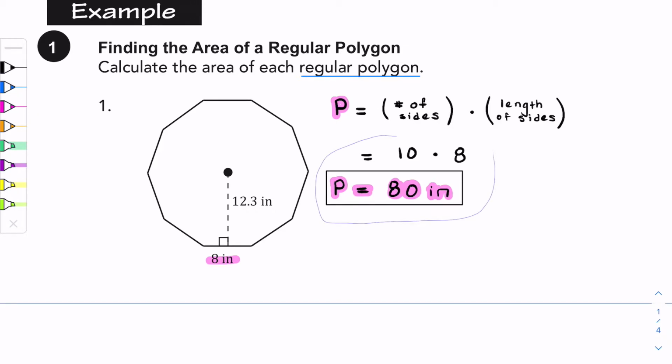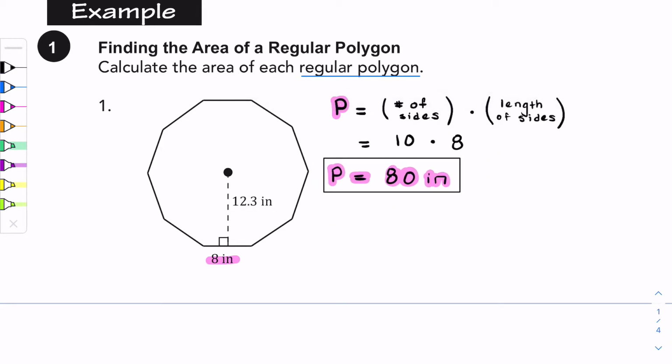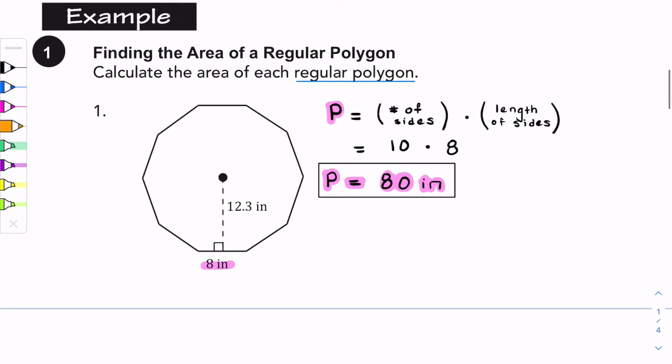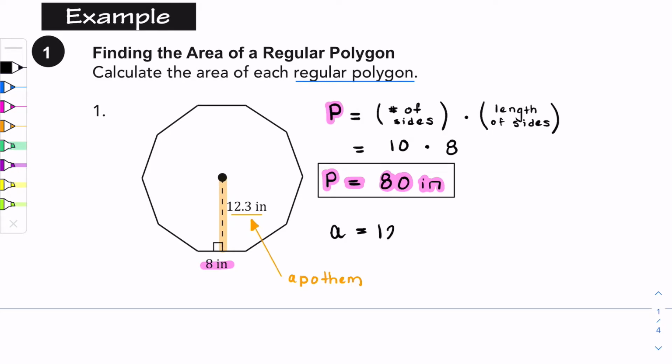Okay, so besides identifying what the perimeter is, we also need to identify what the apothem is. The apothem is the length from the center of the circle to a side of the regular polygon. This is called the apothem. So the length of my apothem is 12.3 inches. And I'm just writing these down as notes, so when I fill them into the area formula, I know exactly what I'm filling in.